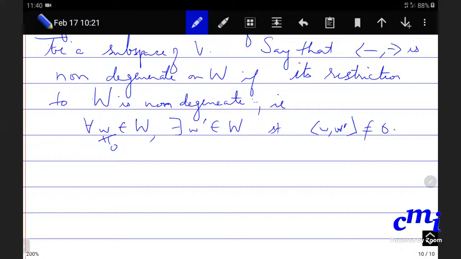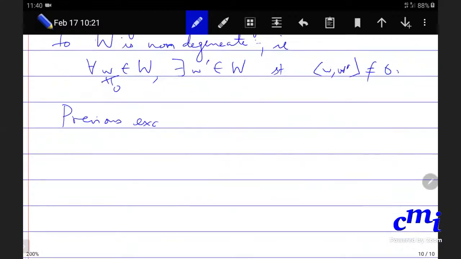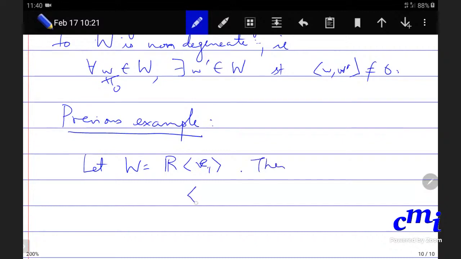Okay, so let's go back to the example. If you take W to be the span of E1, then this form is non-degenerate on W.